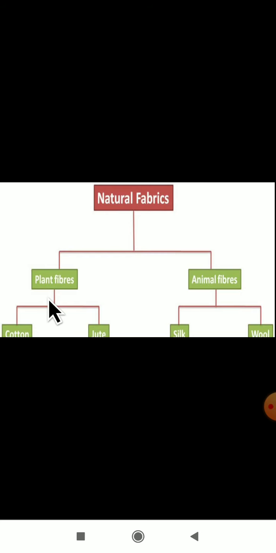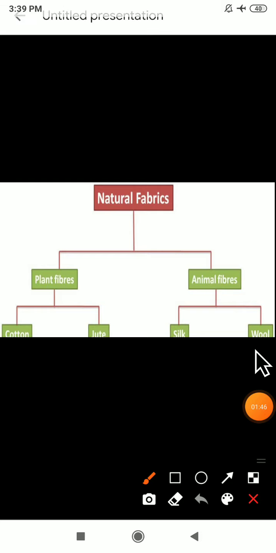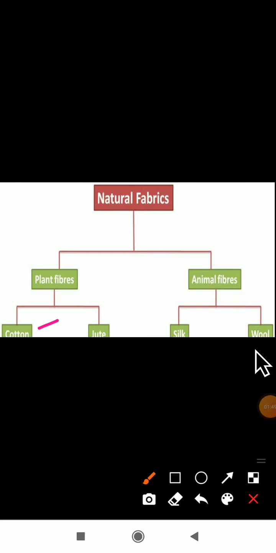Examples of plant fibers are cotton and jute. Animal fibers are silk and wool. So today we will study about plant fibers. The first one is cotton. In detail we are going to study about cotton today.